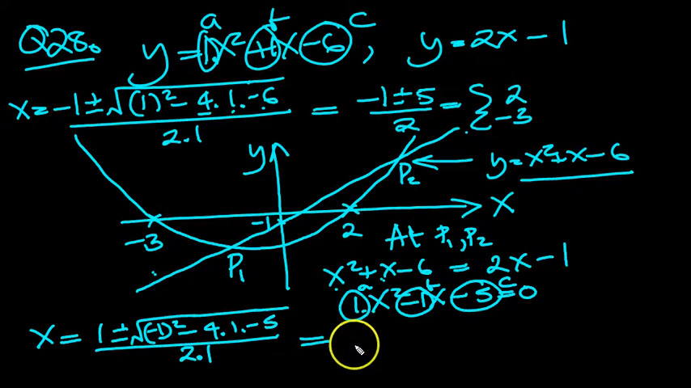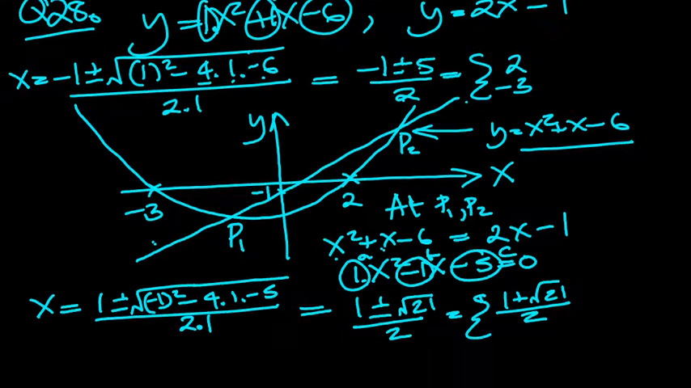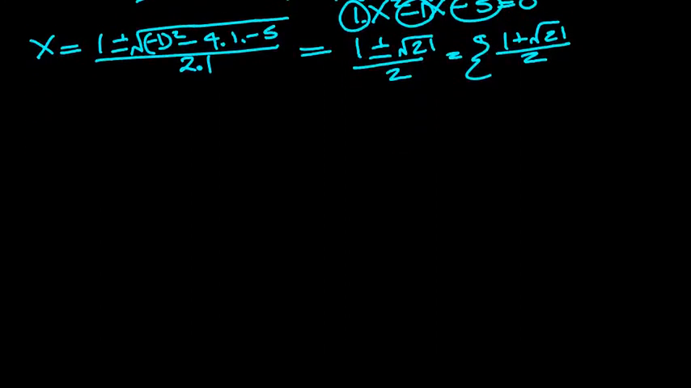We've got 1 plus or minus the square root of b squared, which is 1, minus, there's 2 minuses here, so 4 5s are 20. 20 plus 1 is root 21 over 2. So we've got 1 plus root 21 all over 2. And I'll move down here, give us a bit more room. Let's focus on the x values, yeah? We've also got 1 minus root 21 over 2.